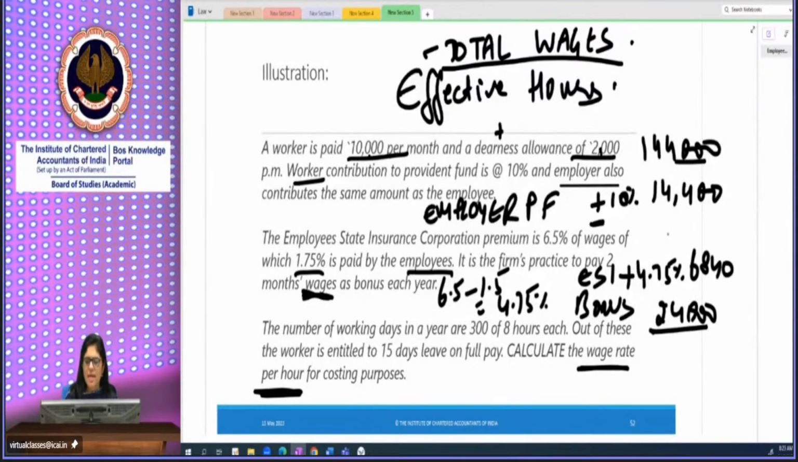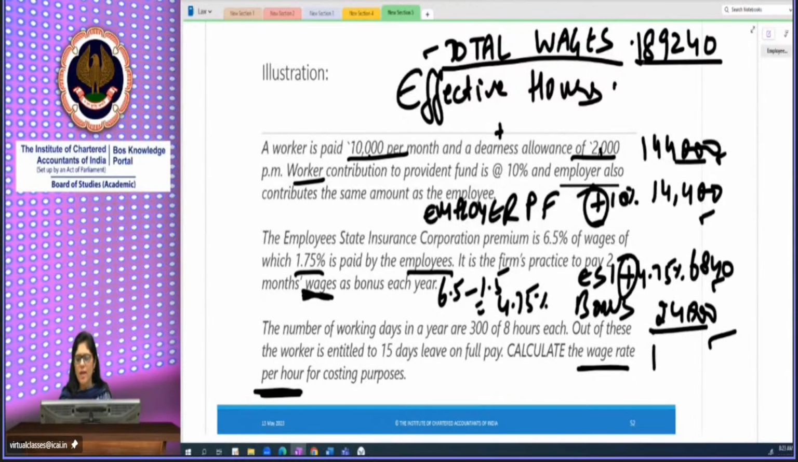So this, I believe, is the total labor cost: basic wages plus DA. PF contribution we have added because we are calculating employee cost. ESI contribution we are adding, and the bonus. Clear? So the total wages. Can anybody tell me the total wages? 1,89,240 total wages. So we have calculated total wages.